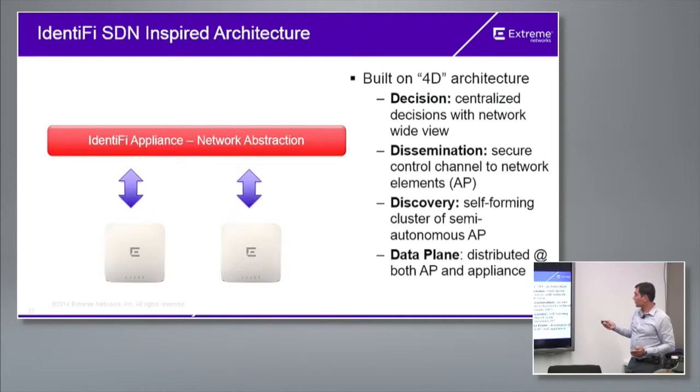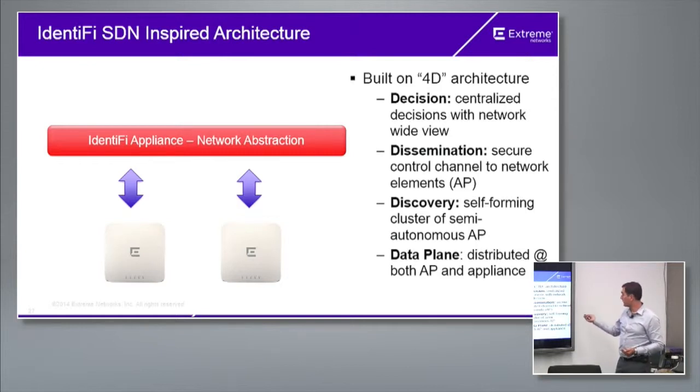The IdentiFi architecture is built on the 4D architecture principles. It is inspired by the 4D architecture, though it evolved independently, and basically consists of 4 elements. Going from the bottom, there is the data plane, which is distributed on both the AP and an appliance. There is a dissemination or control channel between the AP and the IdentiFi appliance, which is used to provide, besides configuration, also control.